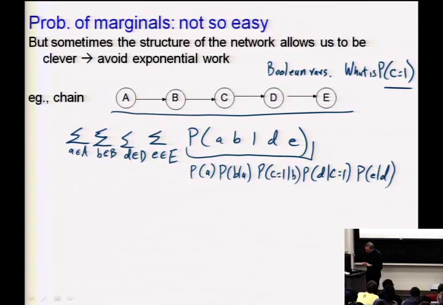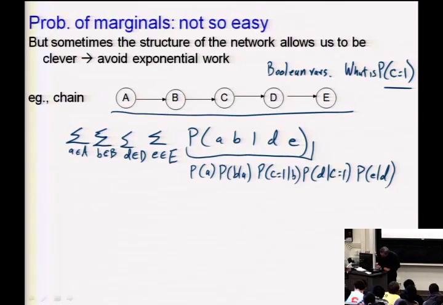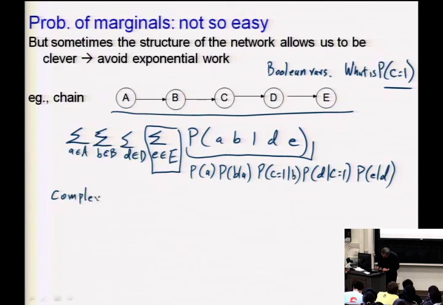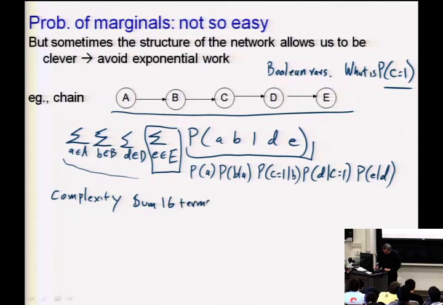But I see something nice going on here. Now that I've written out the factorization, before I go to the simpler way, let's ask what's the complexity of this? Well, I'm going to do 16 terms right here. Sum 16 terms, and each involves multiplying 5 numbers together, right?